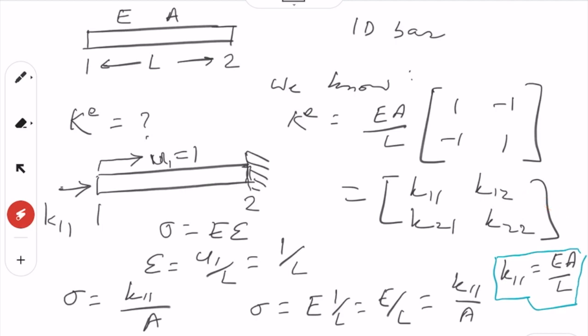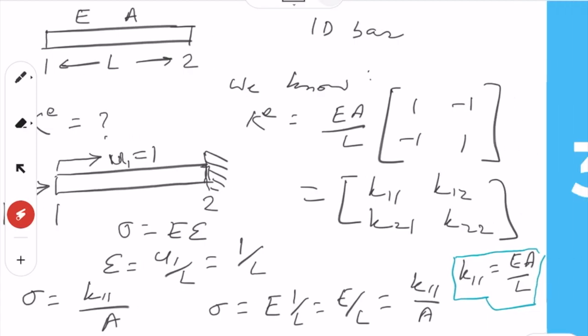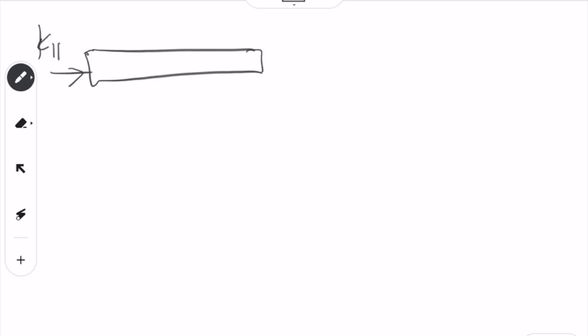In order to balance this force, how much force do you have to apply here? You have to apply the same force in opposite direction. Meaning that if we had this condition, you had K11 and you had K12. This is node 1, node 2, with U1 equal to 1, and you had U2 equal to 0 because it's fixed.